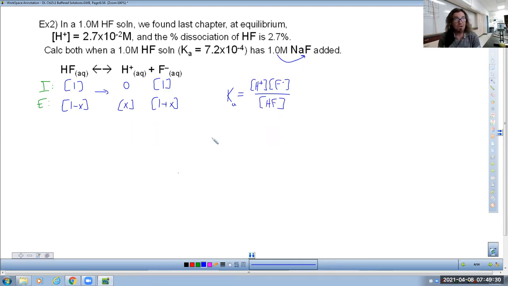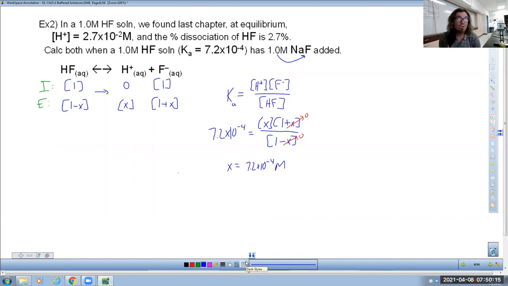And then now we start putting in the stuff that we already know how to do from chapter 14. But now all of a sudden something different happens, but it's a good thing. So don't be worried about it. Instead of just X times X, it's really X times 1 plus X all divided by 1 minus X. Now, if X is negligible, then that means that we can say that this and this don't need to be counted, and it really becomes X times 1 over 1, which then means that our answer for X is 7.2 times 10 to the negative 4th molar.